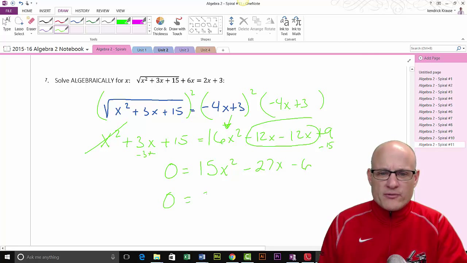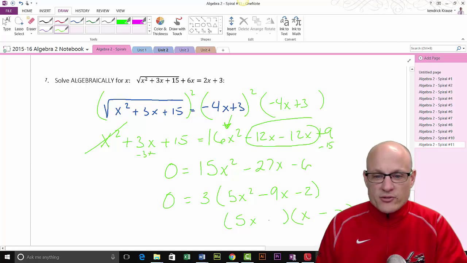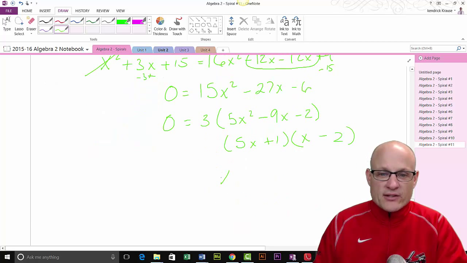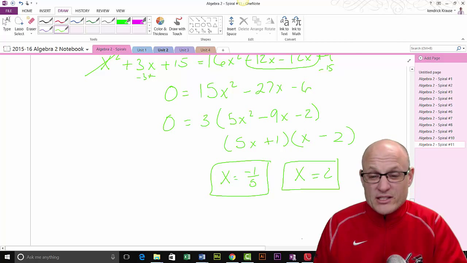Well, that's a quadratic that needs to be solved. I think what we'll do is take out the 3 first. So I end up with 5x squared minus 9x minus 2. Now we'll factor it. 5x, x. Obviously, this is minus 2 and plus 1, because that gives me my 9. So my two answers are x equals negative 1/5 and x equals 2.